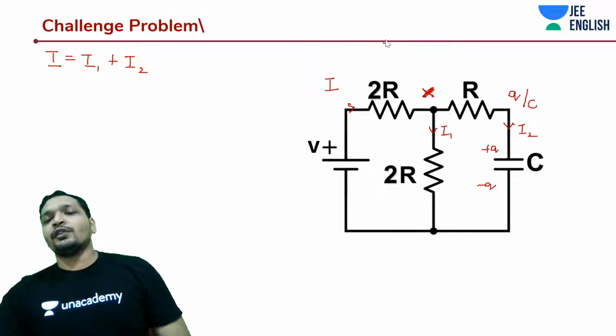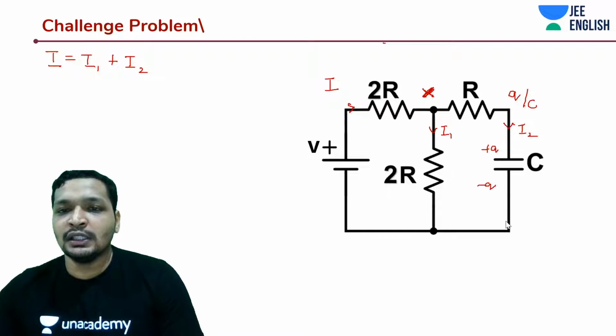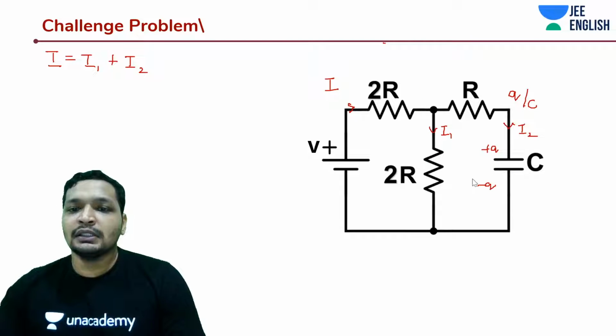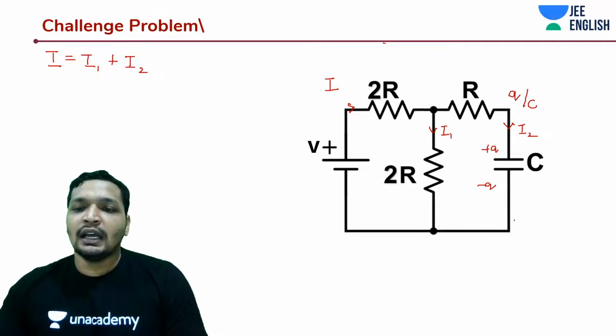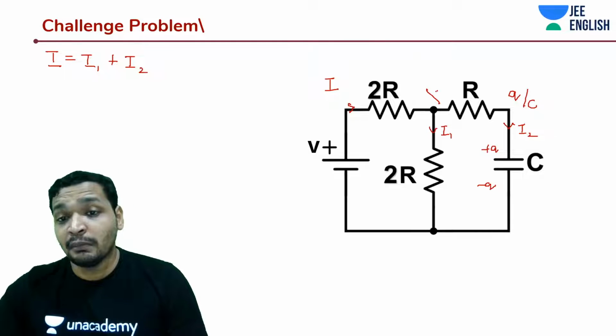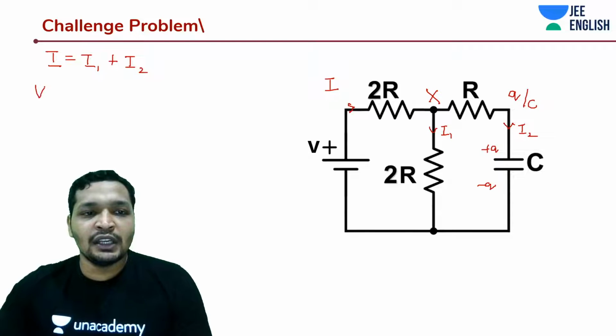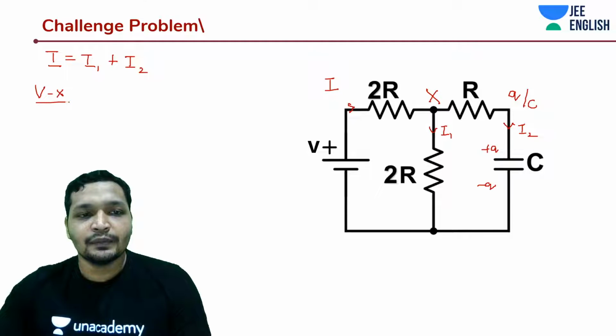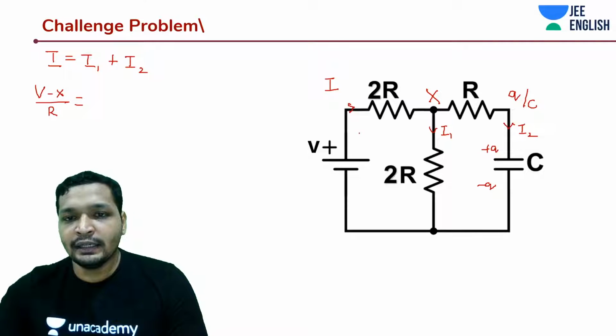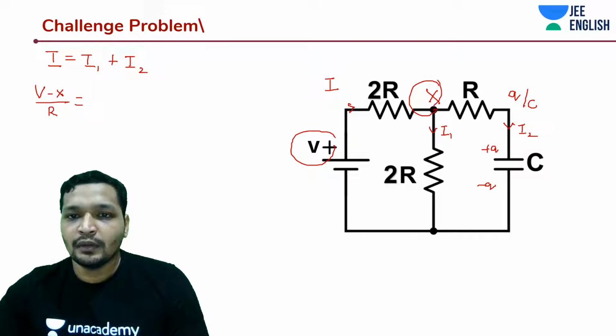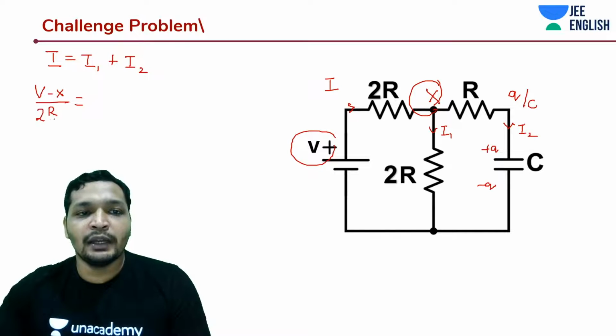So this is a nodal analysis based problem. I've seen a lot of questions in your JEE Mains, not this exact problem, but where you assume X as the unknown potential. Okay, so what is happening in this case? V minus X by 2R, that is I, right?